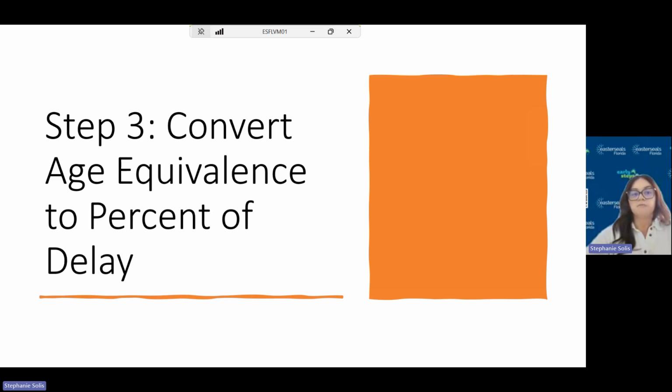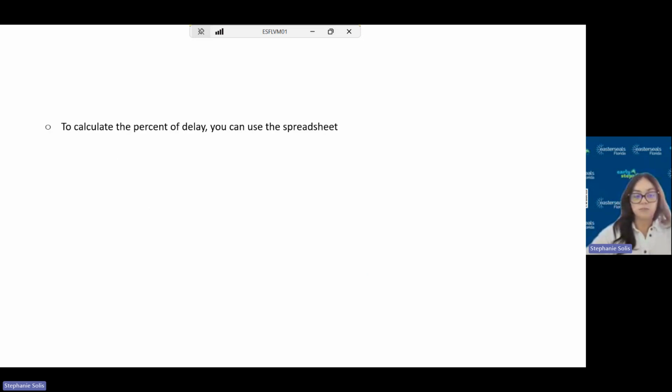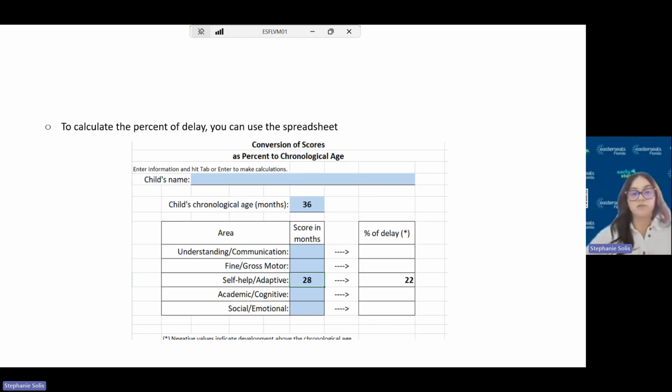Step 3 is converting that age equivalent to percent of delay. There are two ways that we can find this number. The first one is calculating the percent of delay using the spreadsheet. Super easy. All you have to do is add in the child's chronological age and the age equivalent per the domain, and it's going to give you that percentage of delay. Here, for example, the child is 36 months. They scored 28 months in age equivalent for adaptive, and that percent of delay is 22.